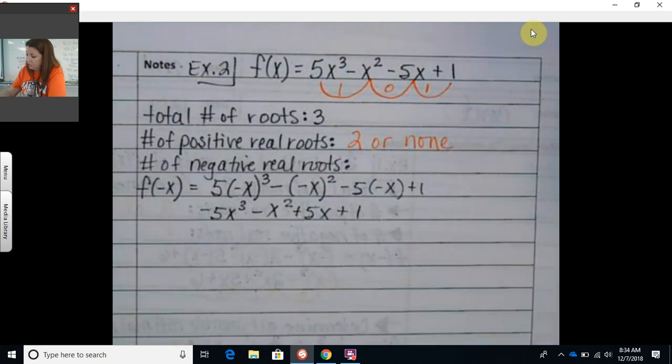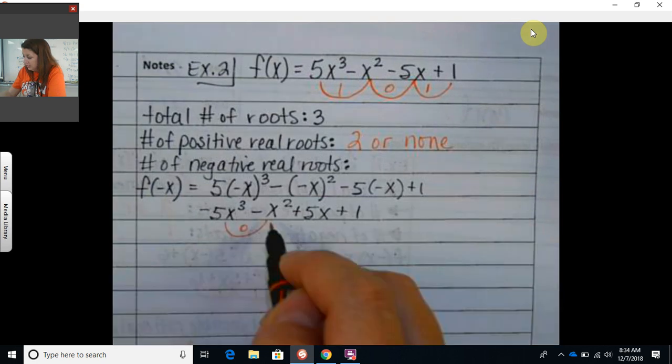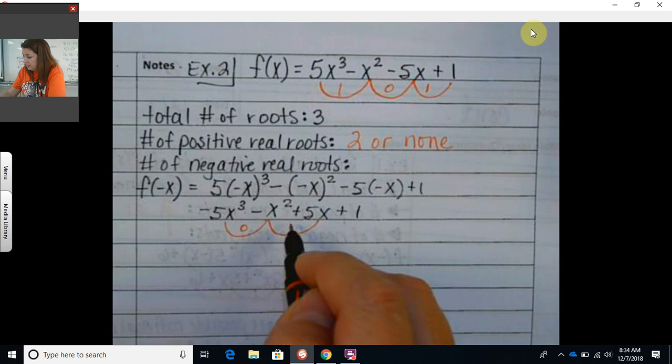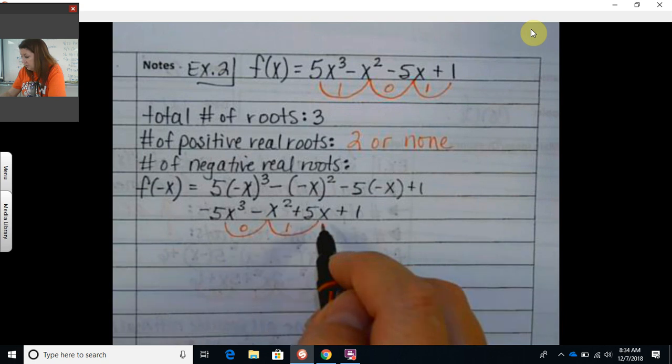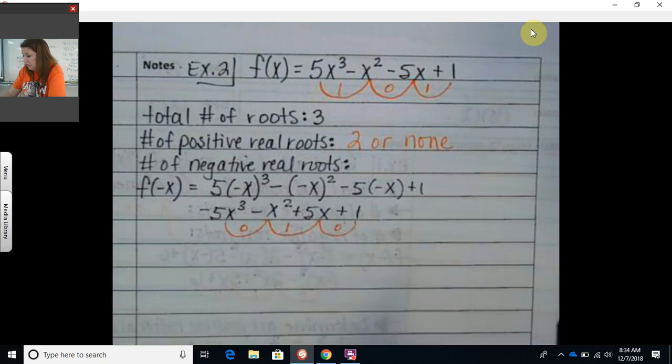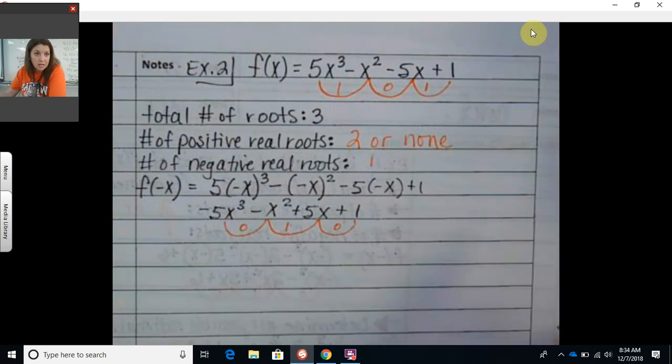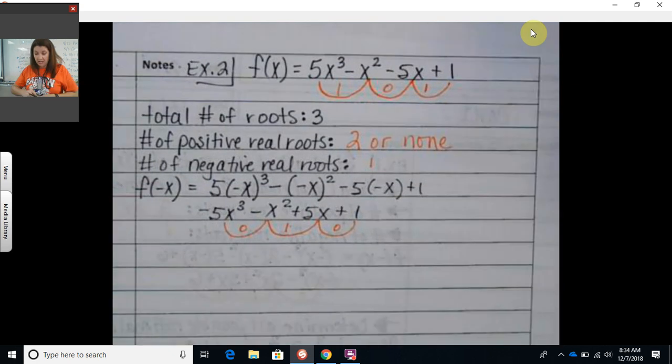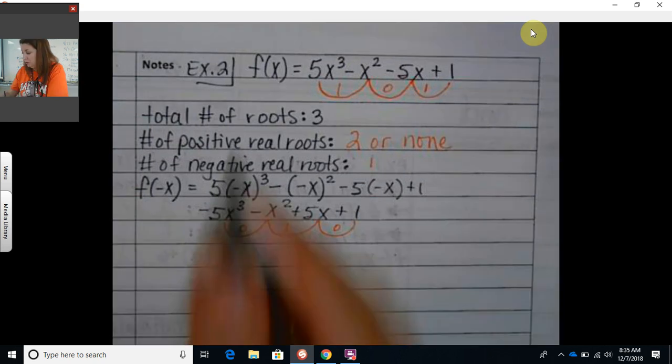All right, so first term to the second term, there's no sign change. Second term to the third term, we have a sign change. Third term to the fourth term, no sign change. So how many negative real roots will we have? Just 1, and 1 only. No more, no less. All right, awesome. Now let's figure out what are our possible rational real roots.